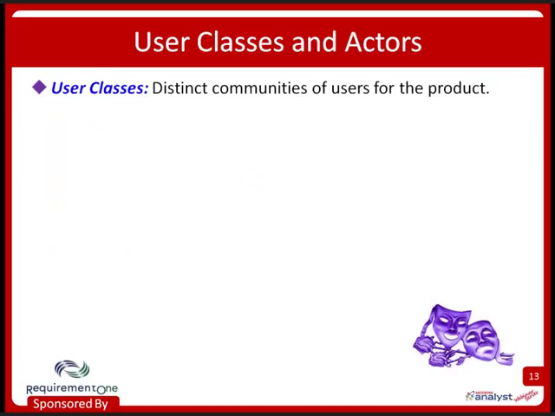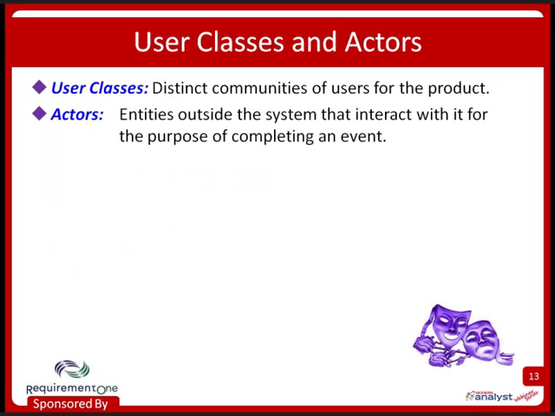User classes represent distinct communities of users for the product. They're groups of people or even non-human users who receive services from a system. Actors are roles that those people can play with respect to the system. So they're entities outside the system that interact with it across the system boundary for the purpose of completing some sort of transaction. So users are real. Those are real people or real things or other systems, but actors are just abstractions.